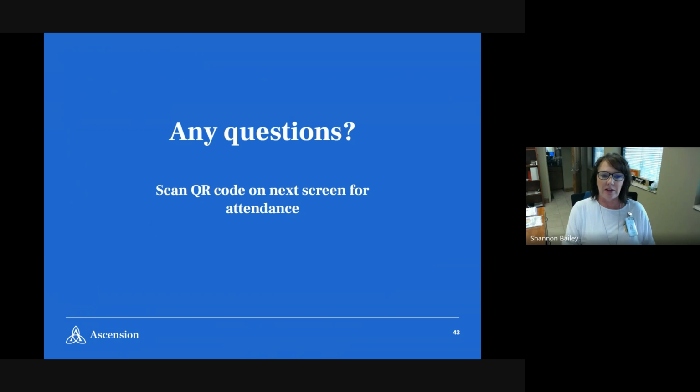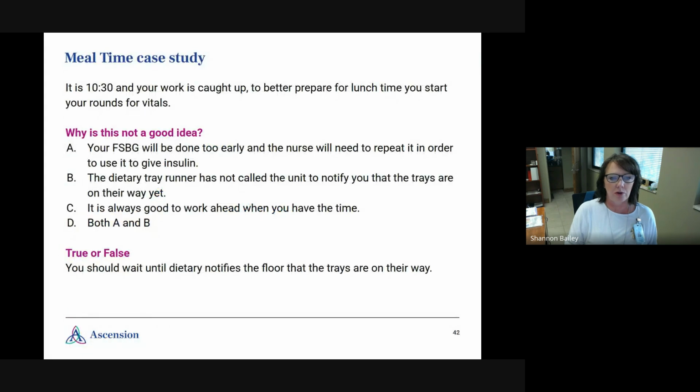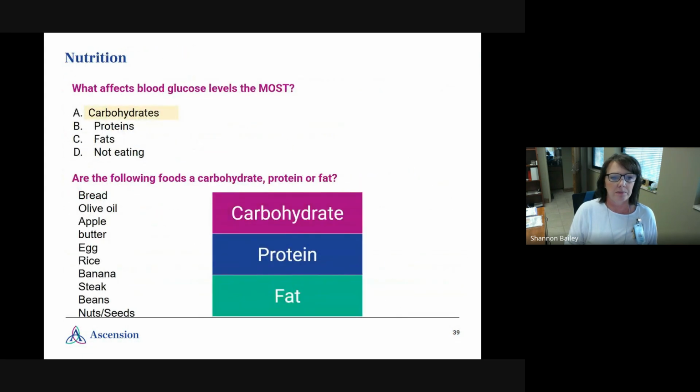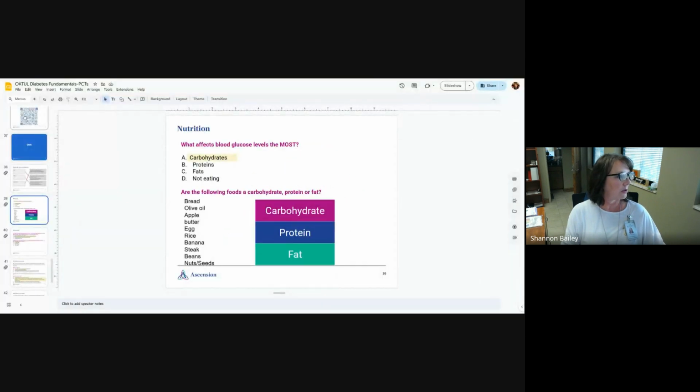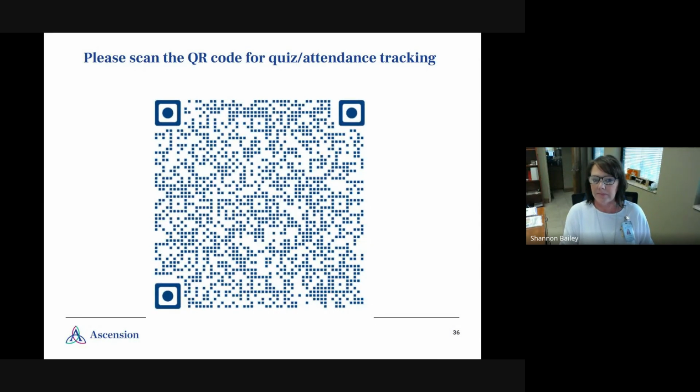Does anybody have any questions or comments that I can answer before we hop off? I'm going to go back to the QR code in case anybody missed it. If you have any questions, you can come off mute. Any questions? As long as you've scanned the QR code, you're good to go.